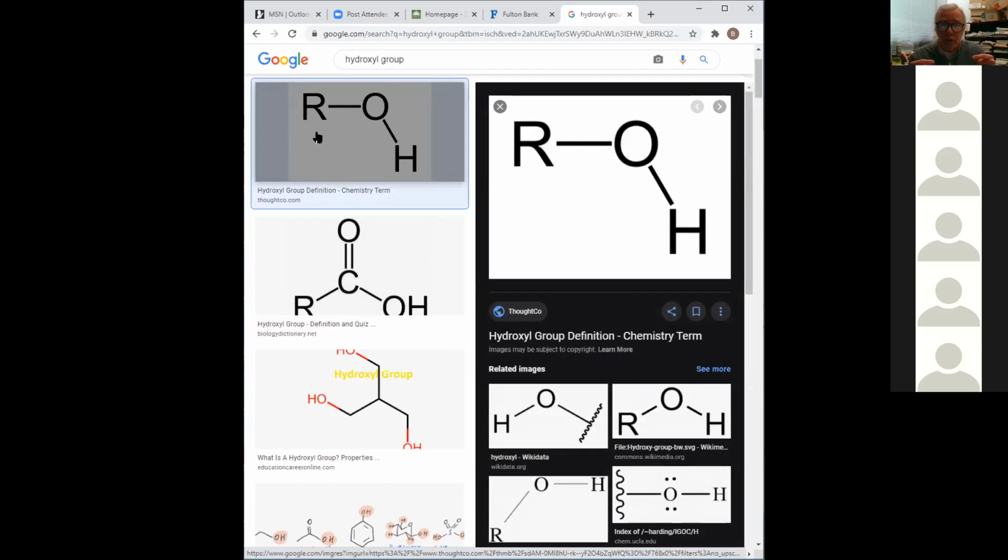Now, a bond between two carbons is a non-polar bond. And what that means is equal sharing of electrons. The electrons are equally shared, so there's no charge on either side. Also, a carbon-hydrogen bond is also non-polar.